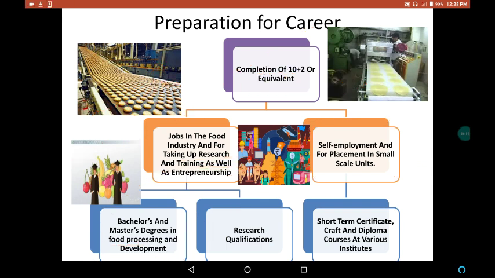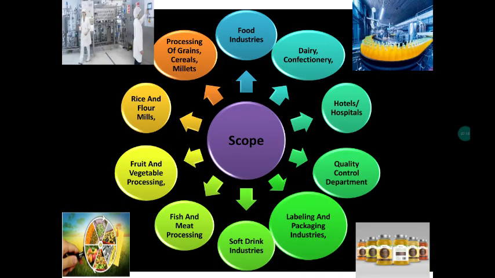So for preparing a career in the food processing and technology industry, you have these qualifications: 10 plus 2, then graduation or any diploma courses in food technology or food research. Clear? Next one is, what is the scope of food processing and technology?